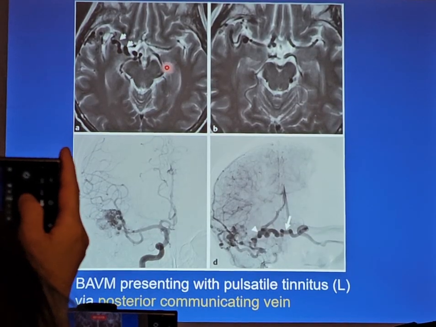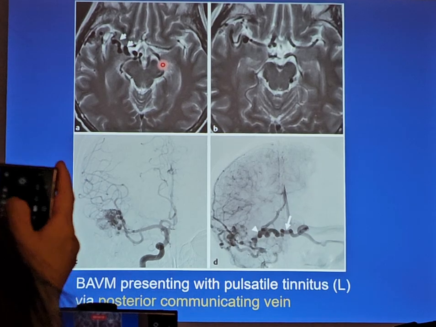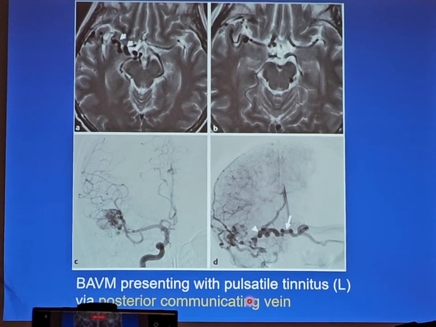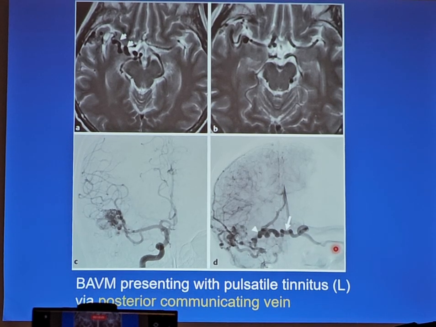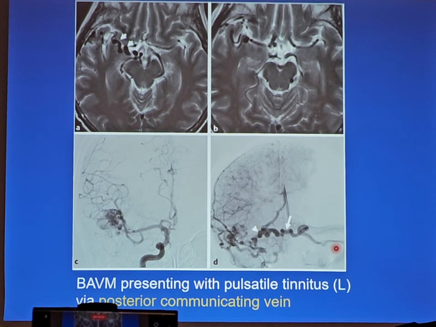And as I said before, it may explain why symptoms occur. This is a brain AVM, it's presenting with pulsatile tinnitus on the left, and you can see the brain AVM is on the right side, but it drains across this posterior communicating vein towards the opposite side and then towards the region of the petrous bone, creating the symptoms. So brain AVM crossing over, eventually ends up creating symptoms related to the drainage across the posterior communicating vein towards the opposite side.